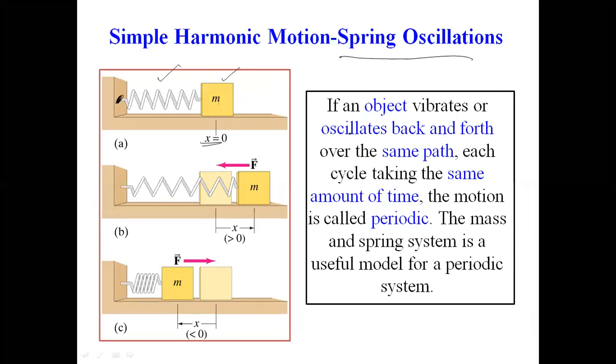So if an object vibrates or oscillates back and forth over the same path, along this horizontal bed it will oscillate to this side or that side. Each cycle takes the same amount of time, and the motion is called periodic. So if your cycle repeats after a fixed time, that is called periodic motion. Okay. The mass and spring system is a useful model for a periodic system. For basic understanding, this combination of spring and mass is the basic one. So x is equal to 0 is the mean position.